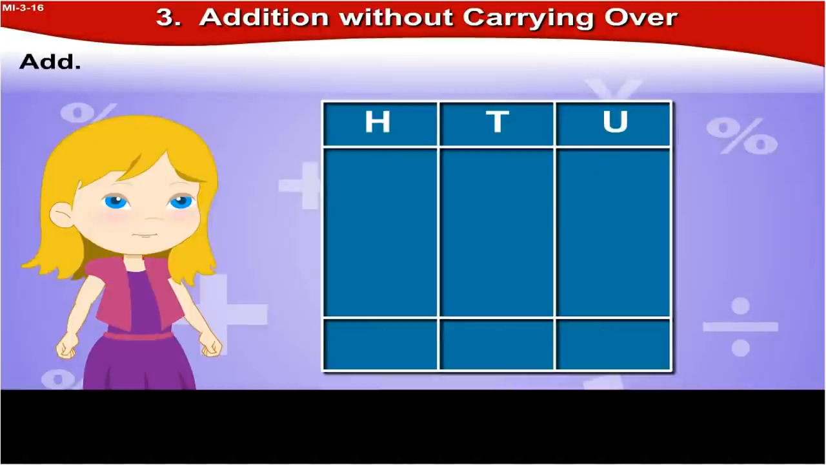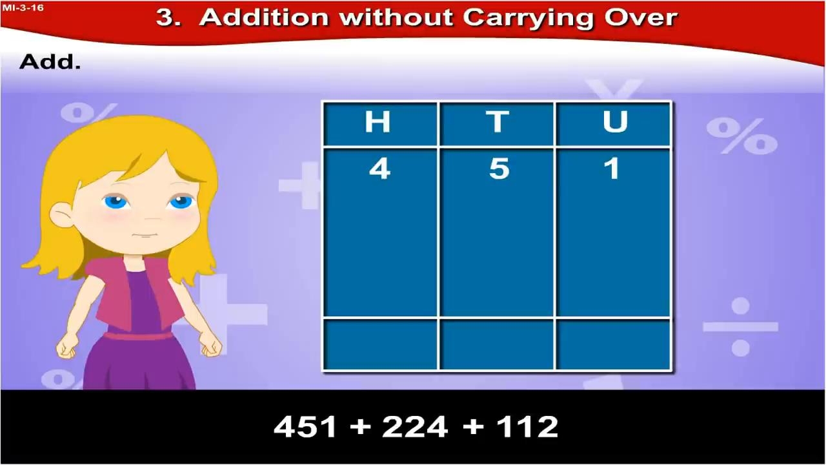Now the next sum, 451 plus 224 plus 112. If you arrange them vertically, writing hundreds, tens, units, 451 would be 400, 5 tens, 1 unit, plus 224 would be 200, 2 tens, 4 units, plus 112 would be 100, 1 ten, 2 units. Now we'll begin addition from the units column.